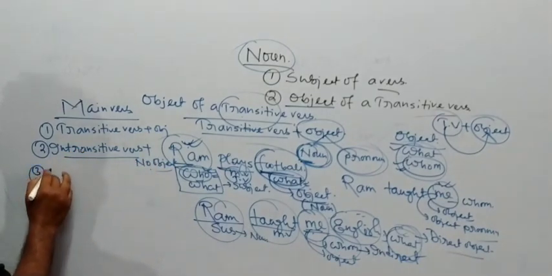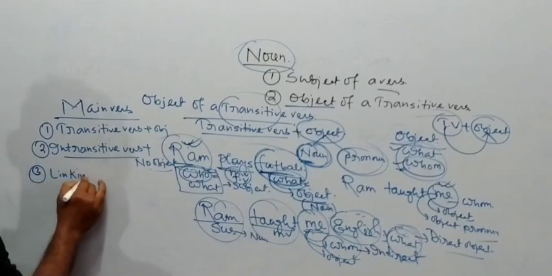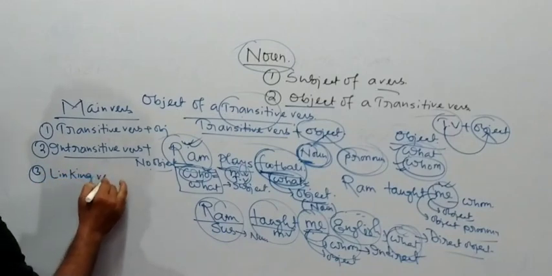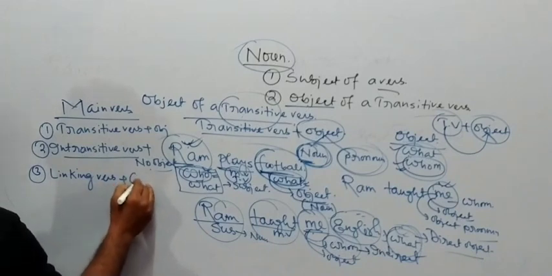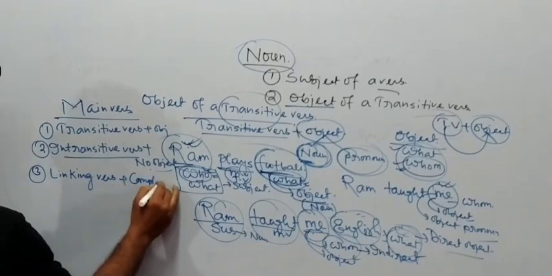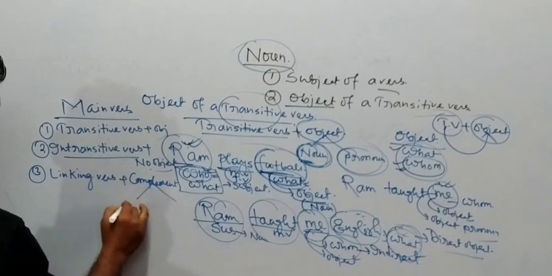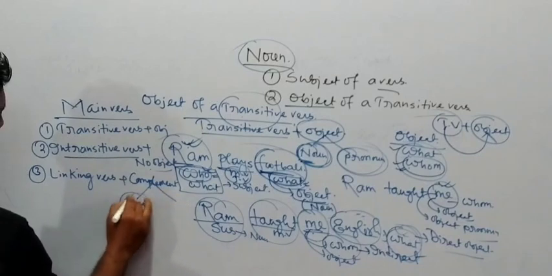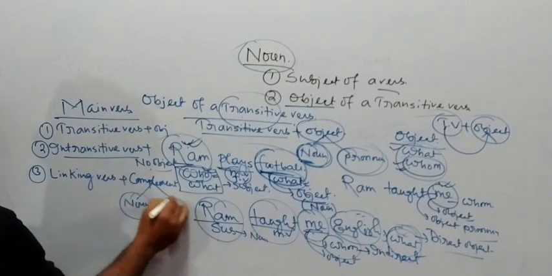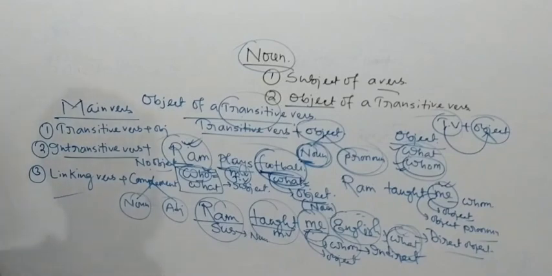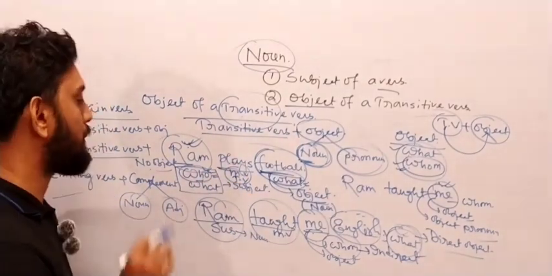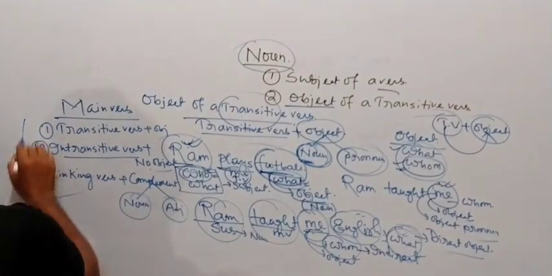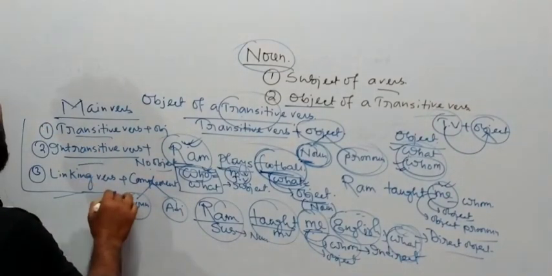Number 3 is linking verb. And linking verb always has a complement. And complement is always either a noun or an adjective. So that's the reason I have written this is called main verb. Everything is main verb, but main verb has also been divided into three parts: transitive, intransitive and linking.